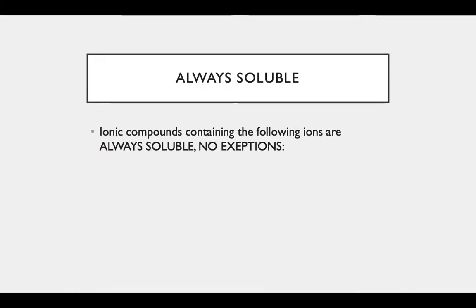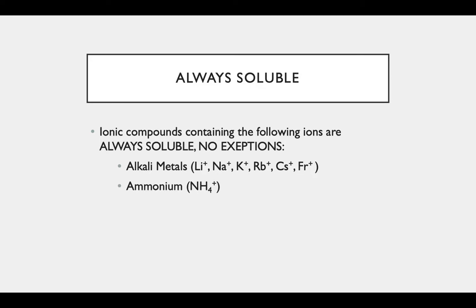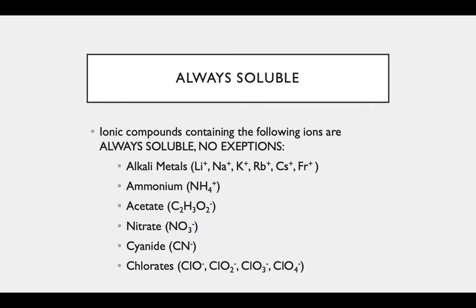Some compounds contain ions that are always soluble. So if a compound contains one of these ions that's always soluble, it will dissolve. So these ions include the alkali metals, which are always going to be soluble. Ammonium is always going to be soluble. Acetate, nitrate, cyanide, and all of the chlorate ions. So all of these, if they are present in a compound, will lead it to be soluble. So any compound containing an alkali metal, any compound containing an acetate ion is going to dissolve in water.